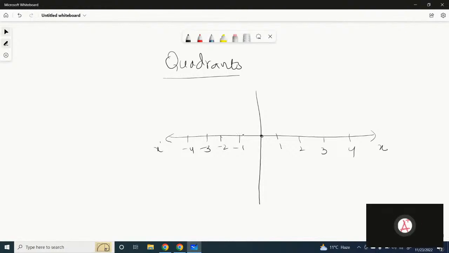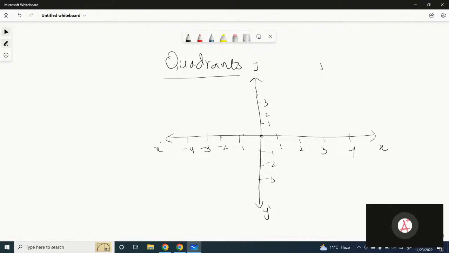Got it? Okay, right above the origin, you have the positive y-axis. You have all positive values here. And right below the origin, you have the negative y-axis. You have all negative values here. You can say it is the y dash axis. Got it?